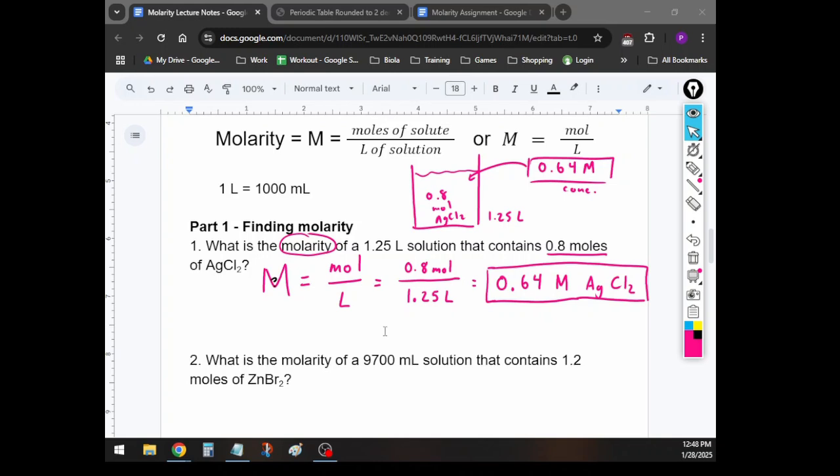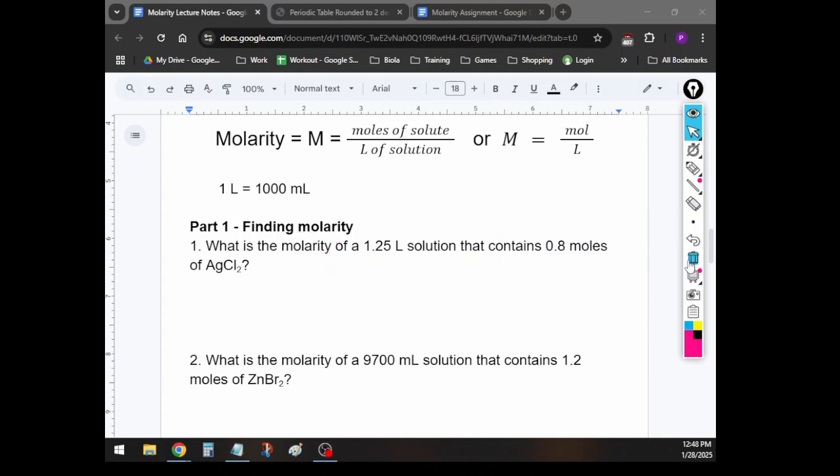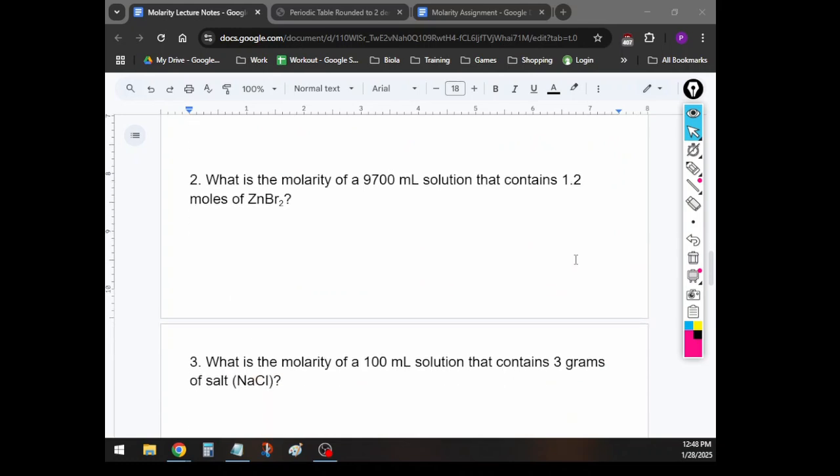So number two is very similar, but we're going to have to do some extra steps. For number two, I want you guys to write number two, and you're going to write down the equation again. So molarity equals moles over liters. Do we have to write the equation again? Yes. It'll be helpful. You can do whatever you like. It's your notes.